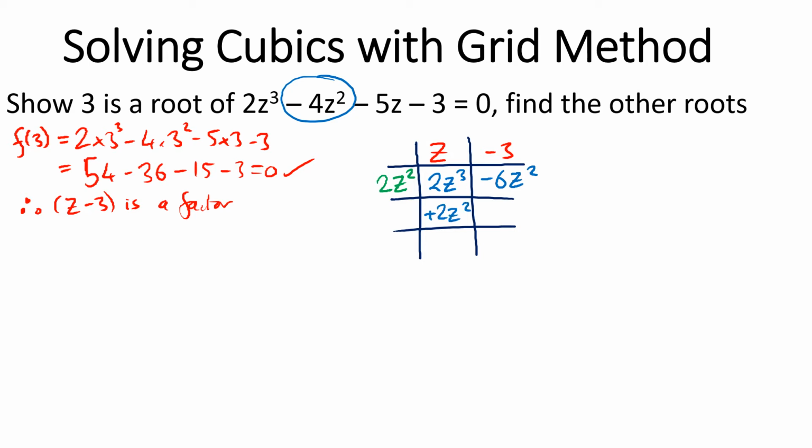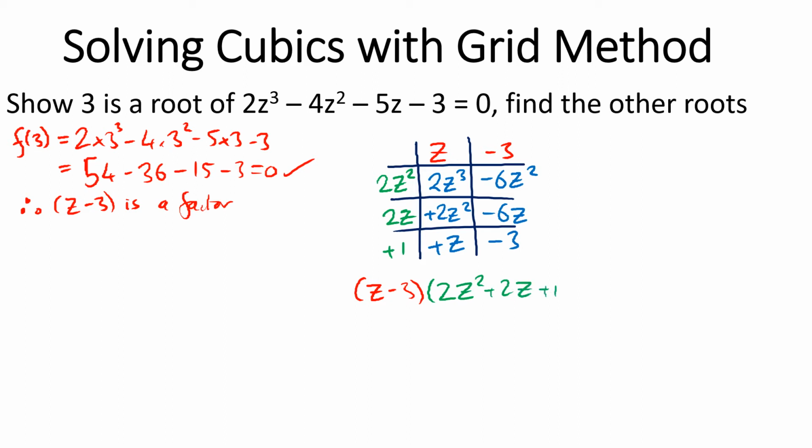For that to be true, that means this has to be 2z. And that means that this number over here is going to be minus 6z, but we want minus 5z, so we're going to need to add a z to that. This means this is plus 1, this means this is minus 3, and minus 3 is exactly what we should have, so we know we did it. So the factorization is therefore z minus 3 times 2z squared plus 2z plus 1, I suppose equals 0.